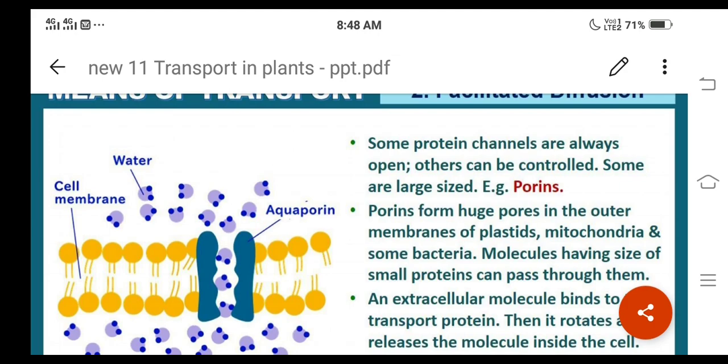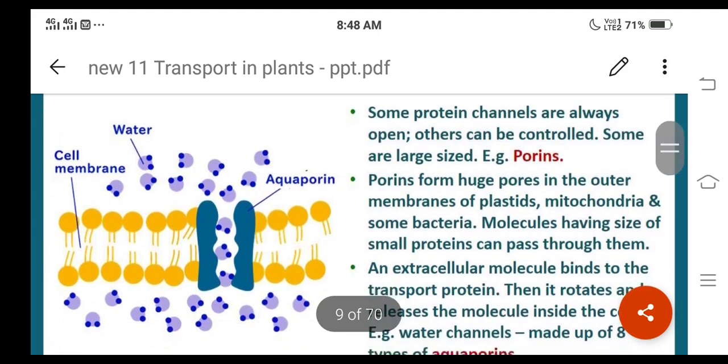Plastid means, say for example, chloroplast, then mitochondria, and even some bacteria, it means bacterial membranes, right? Molecules having the size of small proteins can pass through them. It means because of the huge pores, even a small sized protein can pass through them, right? Okay, this is one thing.